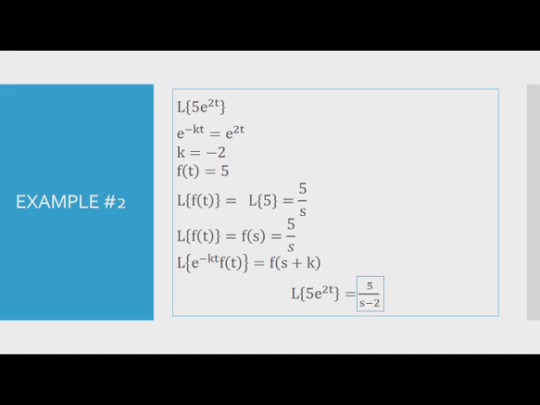Example number 2 is the Laplace transform of 5 times e raised to 2t. E raised to negative kt is equal to e raised to 2t, so k is equal to negative 2, and the function of t is equal to 5. So the Laplace transform of 5 is equal to 5 over s. F of s is equal to 5 over s, and F of s plus k is equal to 5 over s minus 2, which is the Laplace transform of 5 e raised to 2t.